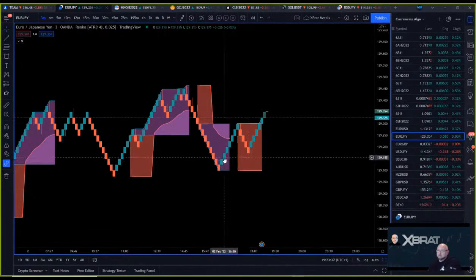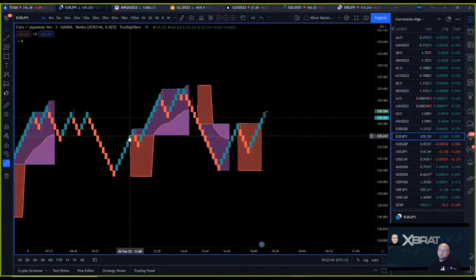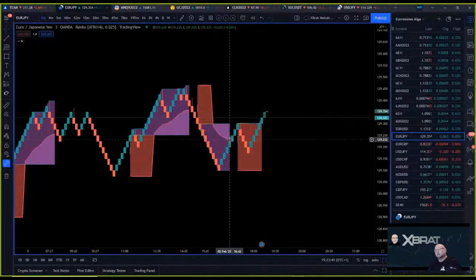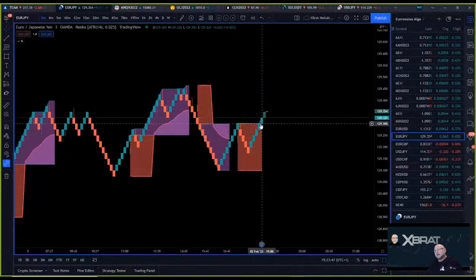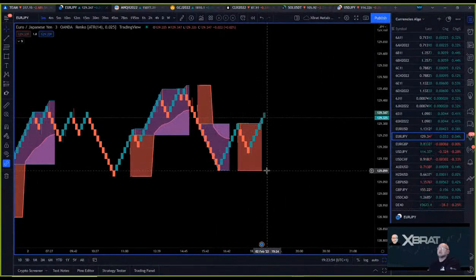Okay, so right now we've had a great roller coaster today. During the European morning, we've ridden up, we've taken profit, we've ridden down, we've taken profit. Now we've got a long trade and we're in long. Okay, we have to wait for this trailing stop to print. We've got to leave the stop there right now.